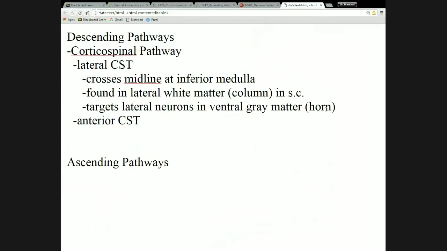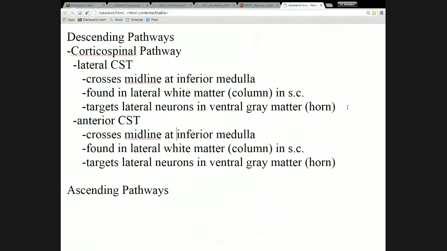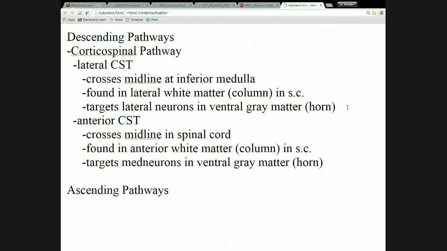And so likewise, we can say the same sorts of things for the anterior corticospinal tract by just changing a few points here. So the anterior corticospinal tract crosses midline in the spinal cord at the level of synapse. It's found in the anterior white matter or column in the spinal cord, and it targets the medial neurons in the ventral gray matter.